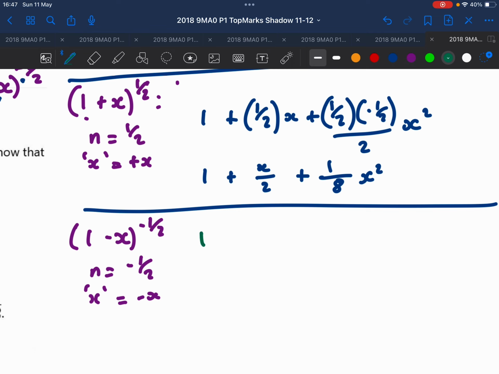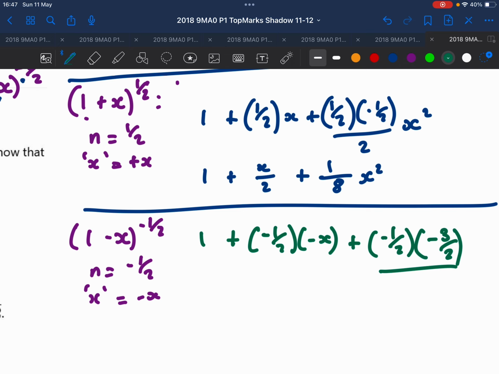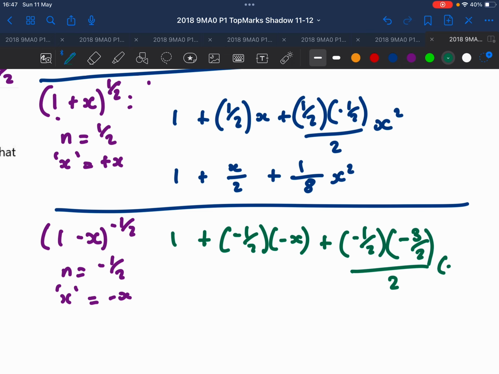So if we do this one, let's do this one in a different color. So we will get 1 plus minus a half, and then there's a minus x there. And then we will get a minus a half, and then 1 less than that is minus 3 over 2, and then this bit here is a minus x all squared. And this will turn into 1, plus x over 2, and then this bit here, 1, 2, 3. That negative is squared there, isn't it? So just a double negative. So I think that's going to stay positive then. It's going to be 3 over 8 x squared.